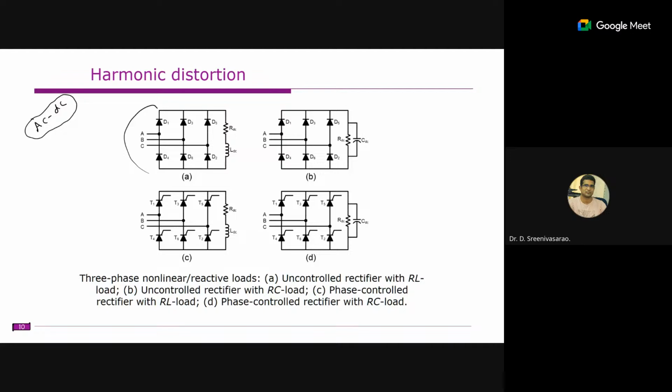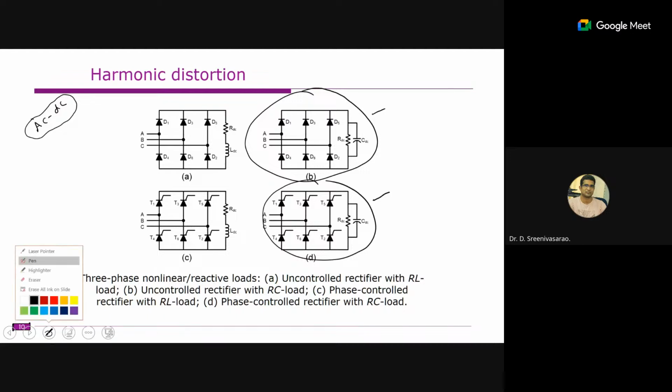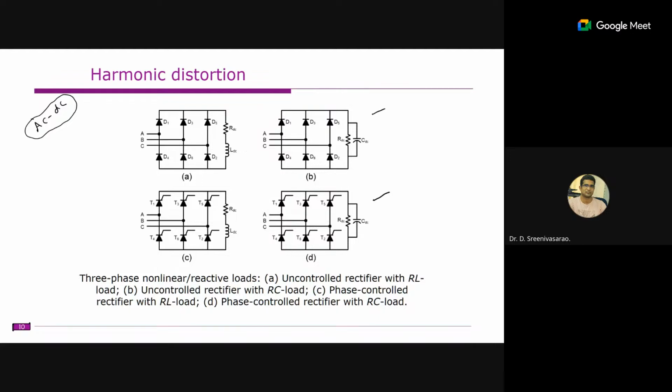The most common loads we will see are controlled rectifiers and uncontrolled rectifiers. It may be single phase or three phase, depending on what power level you are dealing with. When you open any power circuit, this is the first circuit you will see: one diode bridge rectifier followed by a capacitor. That is the starting point of any power converter. After that you will see the other converters, and how the DC is utilized for your application.